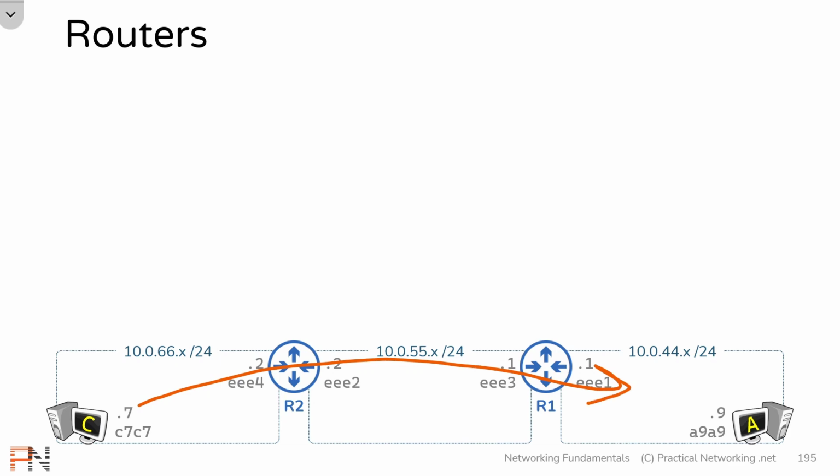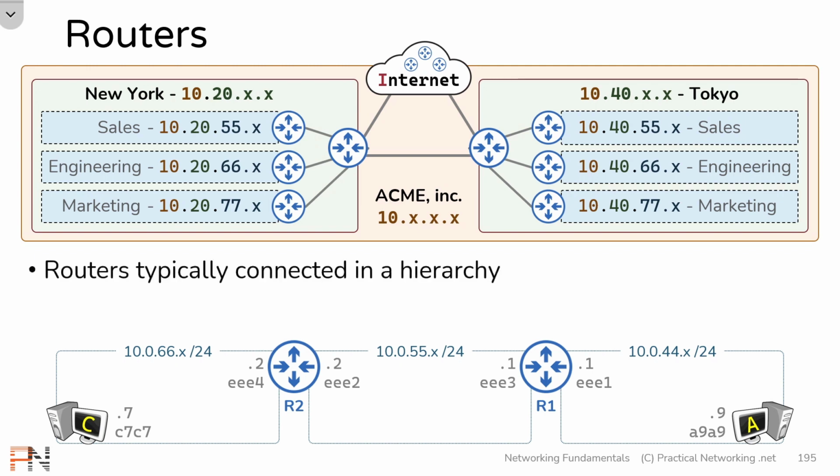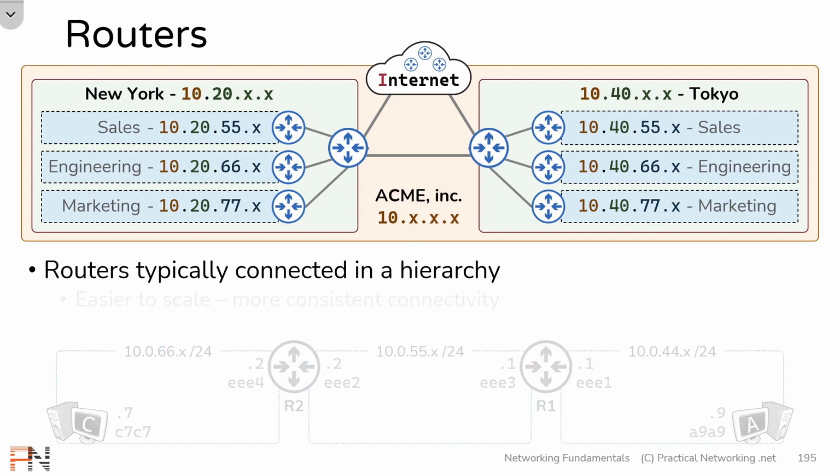These routers happen to be deployed in a line, or linearly. But back in lesson 1, I showed you this topology and told you that routers are deployed in a hierarchy. And in this lesson, I want to show you why. Routers in a hierarchy allow topologies to scale much easier and provide more consistent connectivity for the users in the networks. So let me explain both of those points.